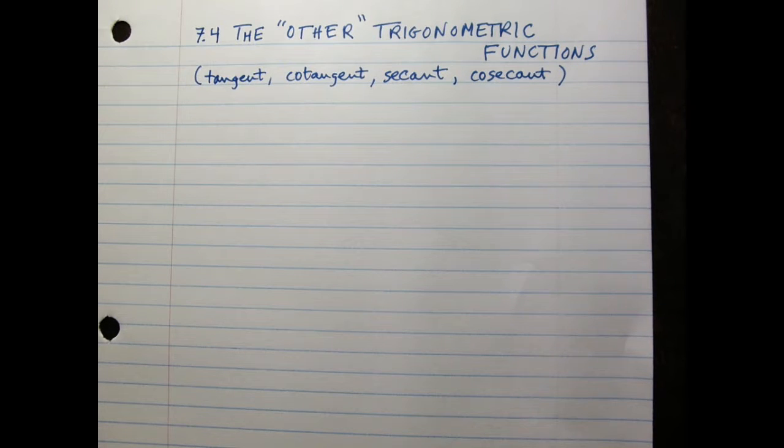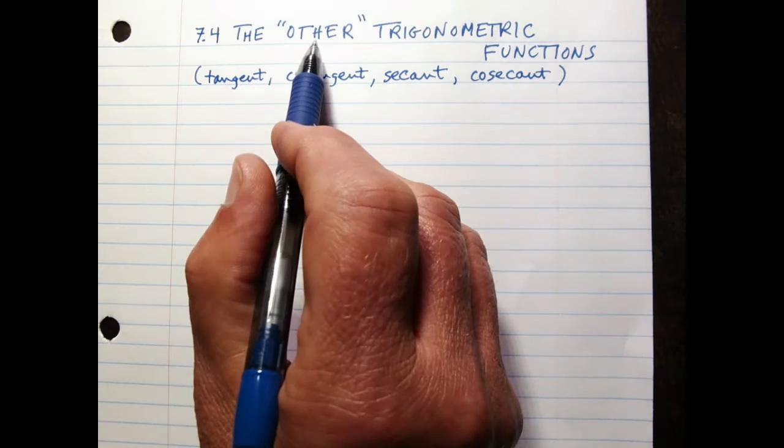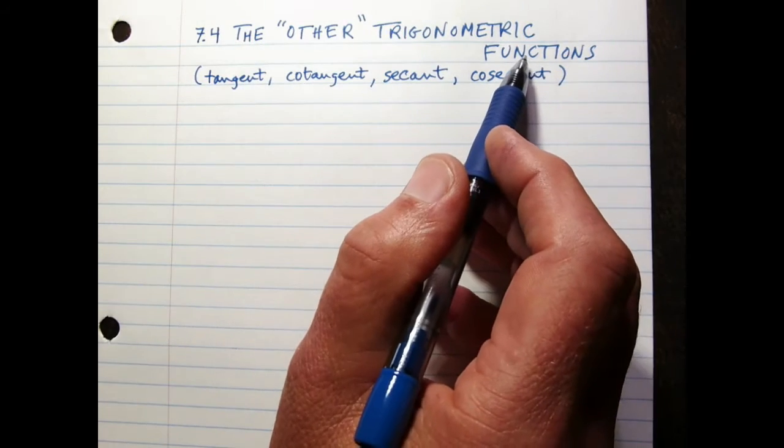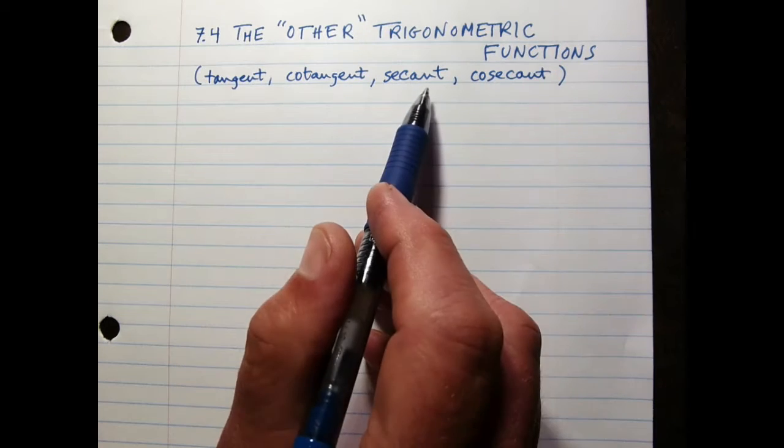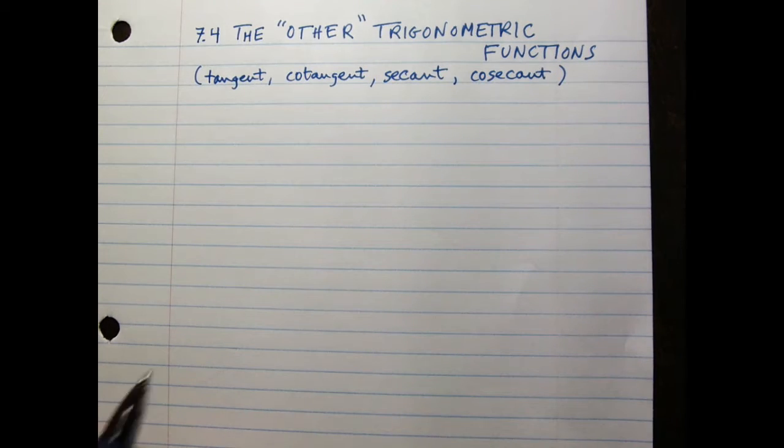This is the start of our material on section 7.4. 7.4 is called the other trigonometric functions. By "other," the textbook means tangent, cotangent, secant, and cosecant, I think.